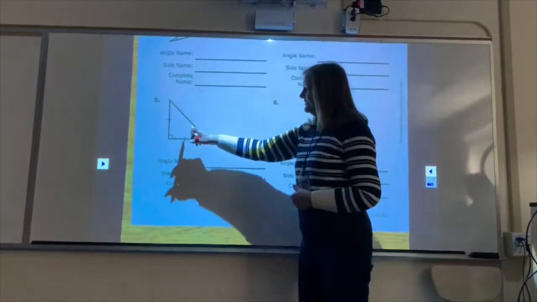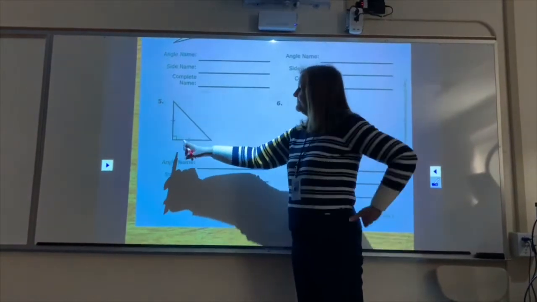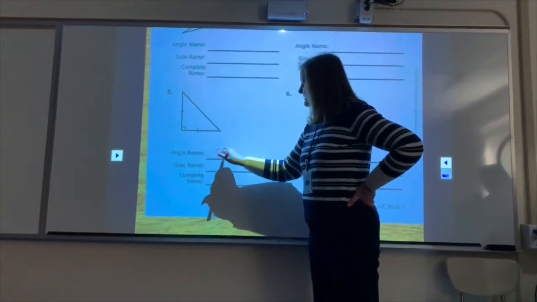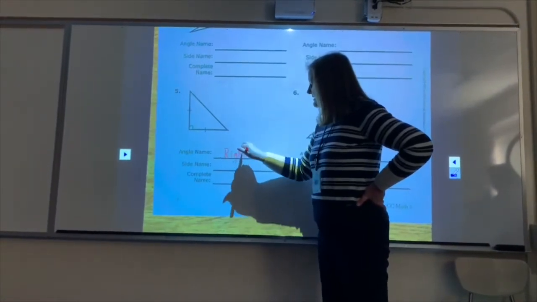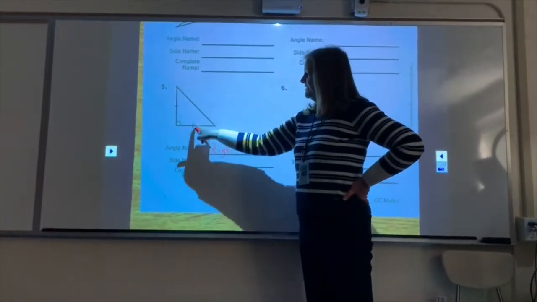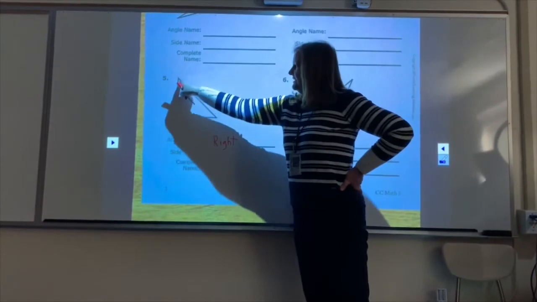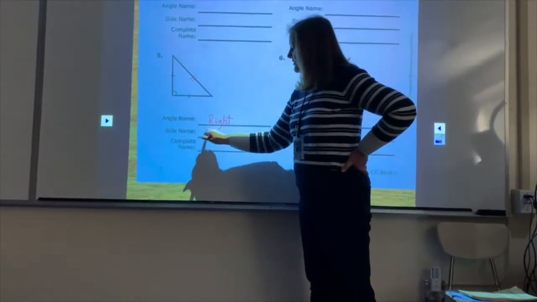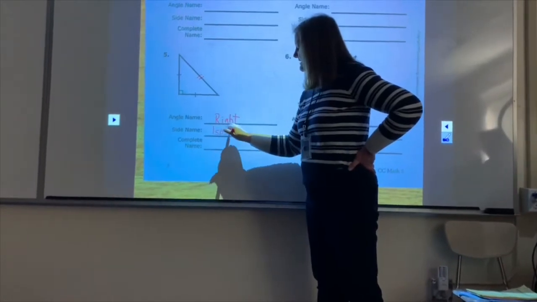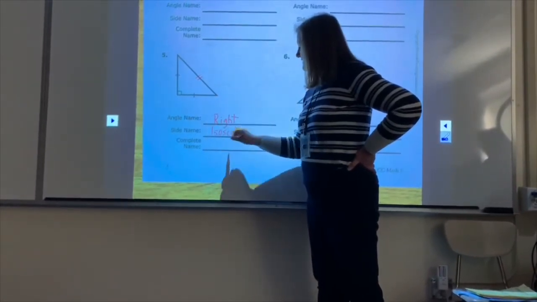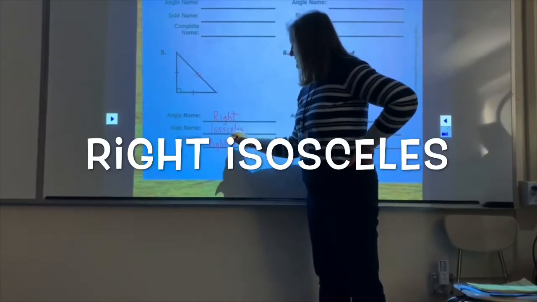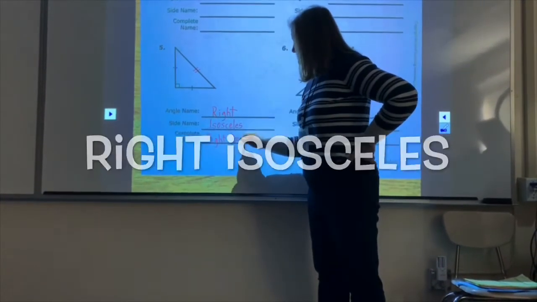Okay, let's take a look at this one at the angle name. It has a right angle right here because of the little square, so that one makes it a little bit easier. The side name, this is the same as this, but it is different than this one. So when 2 of them are the same, it is isosceles. And the complete name is right isosceles triangle.